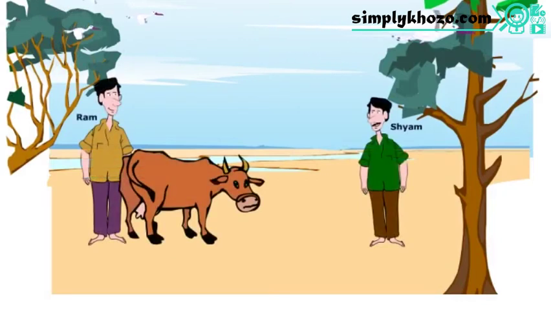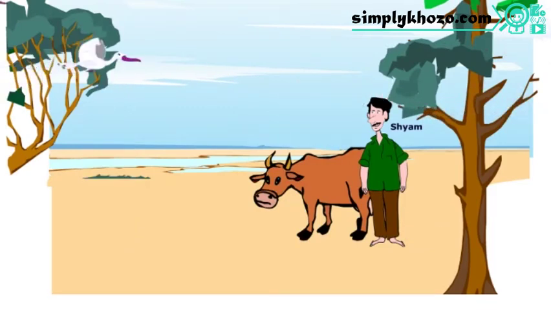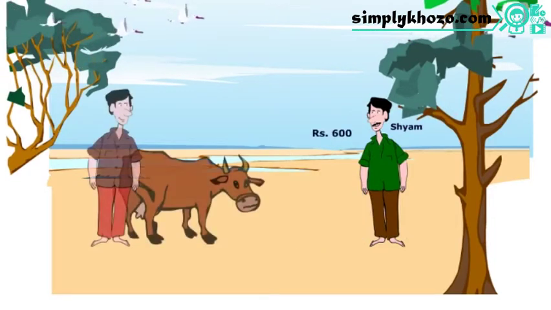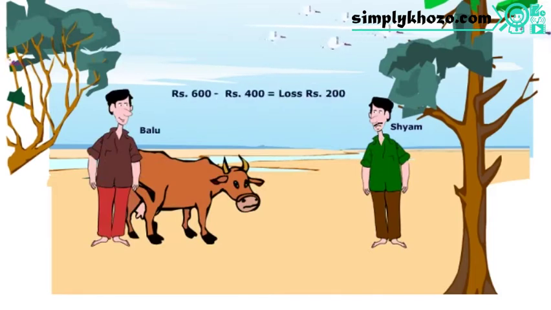Ram bought a cow for rupees 500 and he sold it to Shyam at rupees 600. Ram sold it for more money than what he had bought, so he made a profit of rupees 100. But later, Shyam, who bought the cow for rupees 600, sold it to Balu for rupees 400. Shyam sold it at a lesser price than at what he bought it, so he had a loss of rupees 200.